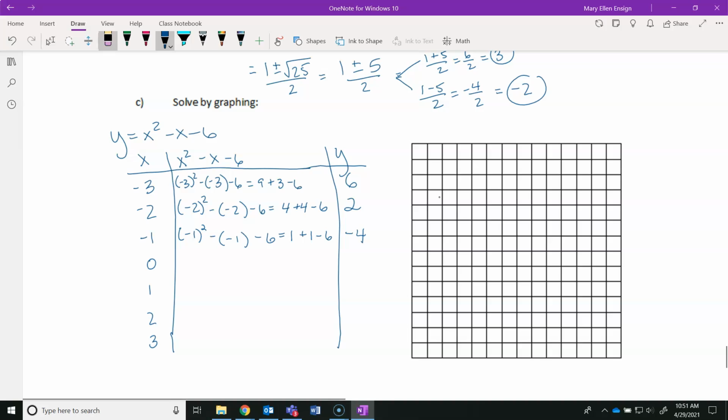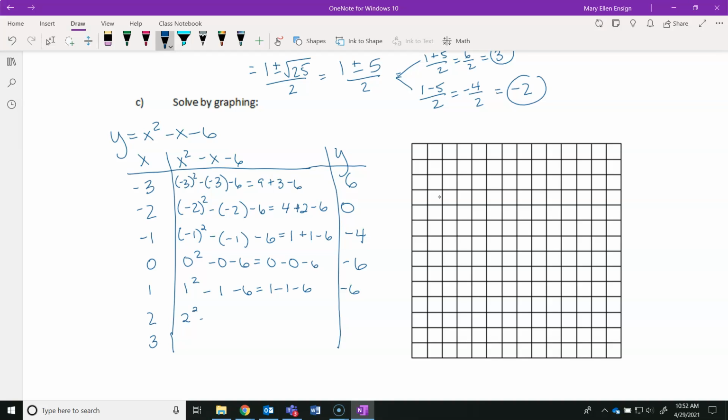You know what? Hopefully you caught my mistake before I did. This should be 4 plus 2, which is 6. 6 minus 6 is 0. Sorry about that. Okay, 0 squared minus 0 minus 6. 0 minus 0 minus 6 is just going to be negative 6. 1 squared minus 1 minus 6. 1 minus 1 is 0. 0 minus 6 is negative 6.